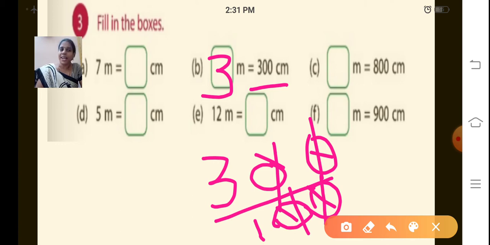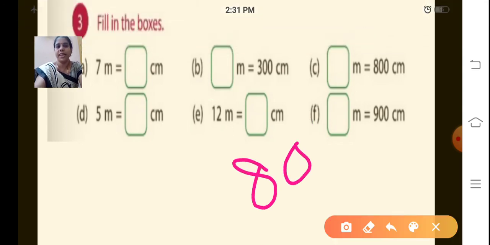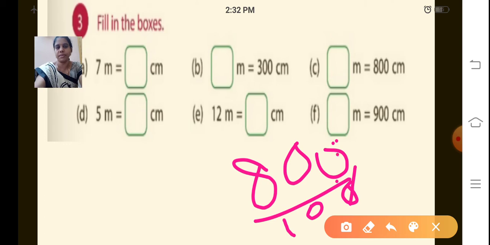Same way. The answer is in centimeter. We are going to find out in meters. If it is in centimeters, we have to find out in meters, what to do? Yes, divide by 100. Same way, the answer is in 800 centimeters, right? So, 800 centimeters. Divide by 100. Just cancel these 2 zeros. So, what is the answer? 8 divided by 1. 8. So, 8 meter is equal to 800 centimeter.